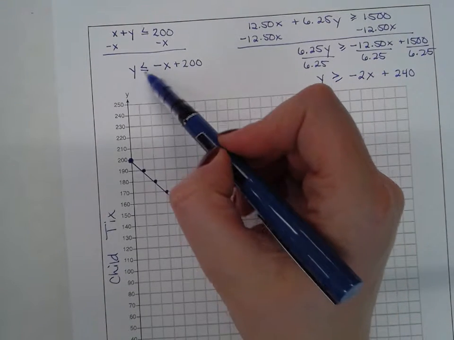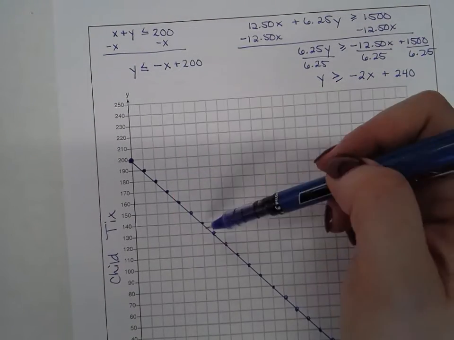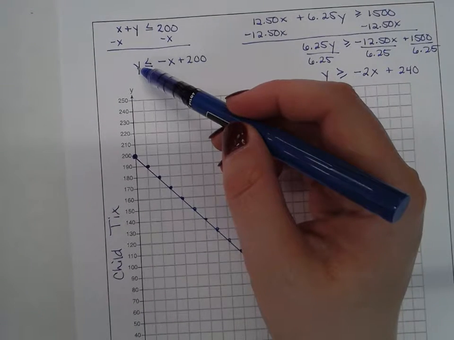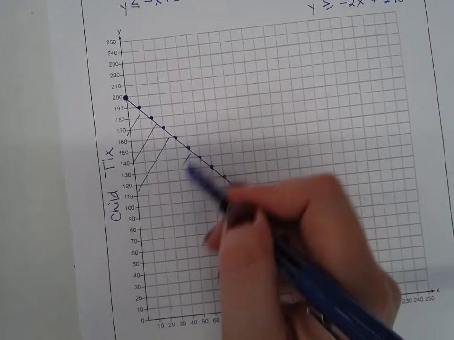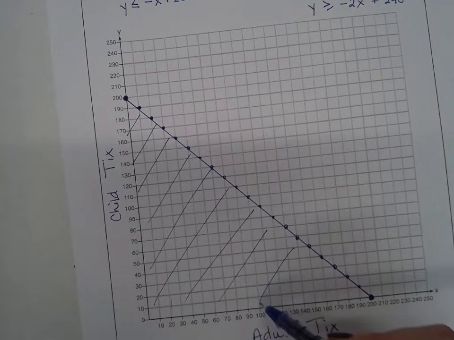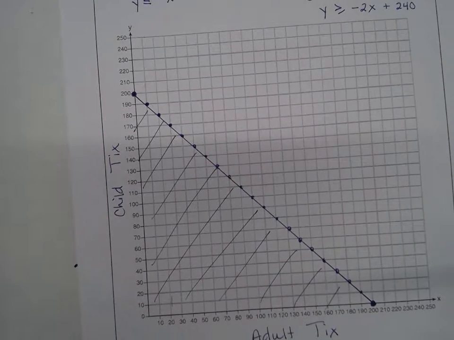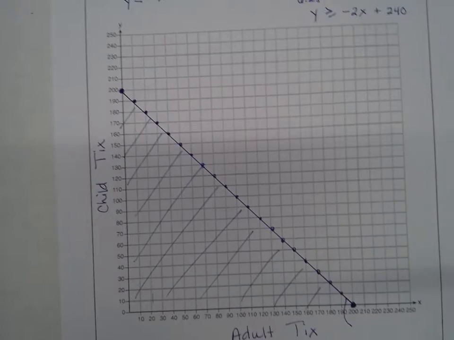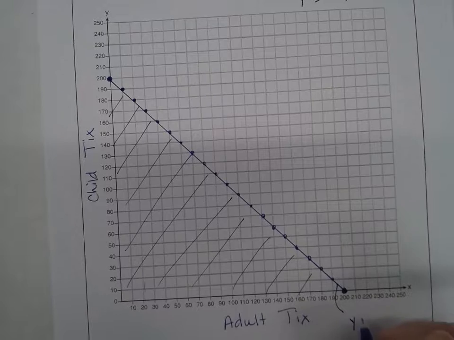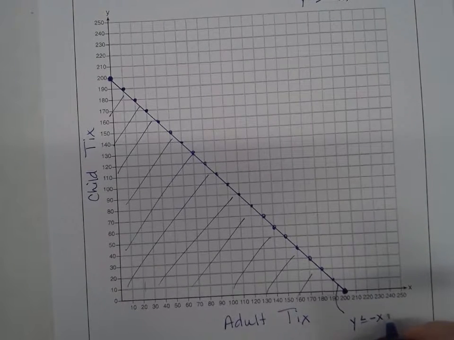This right here is a solid line, which is what I drew. Y is less than. Less than means you are shading the lower portion of this graph. So I'm shading underneath the line. I have to label it. So I'm going to label this line y less than or equal to negative x plus 200.